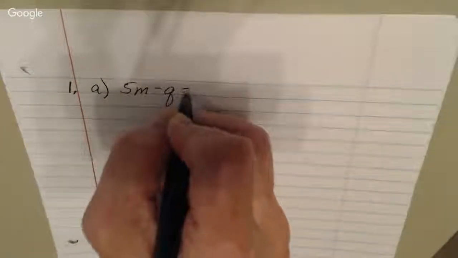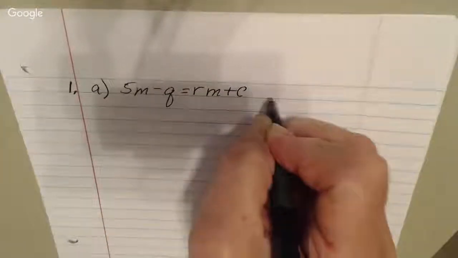Okay, I'm going to start the review sheet number 1. A, 5m minus q equals rm plus c. What we're actually doing here is solving for m. These are called literal equations. You've got lots of variables, and you just want to solve for one individual one. Now I'm going to go over all of these, but if you continue to have problems, there's also one of these in a video in your lesson this week under the test information that you can watch as well.